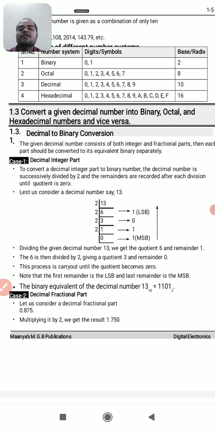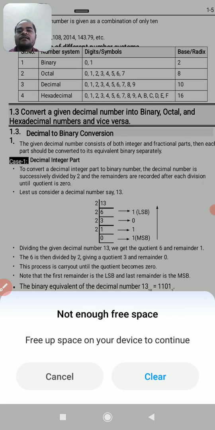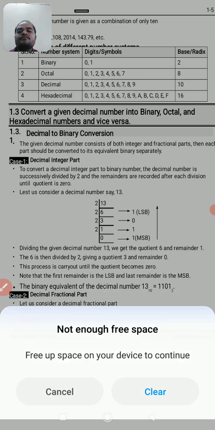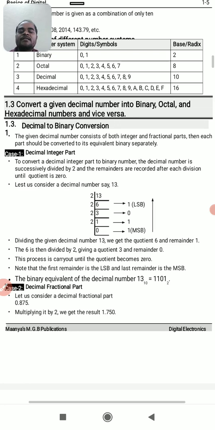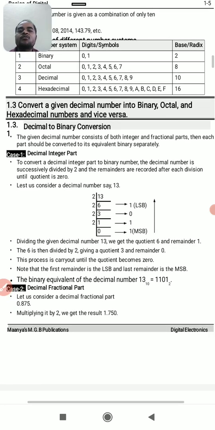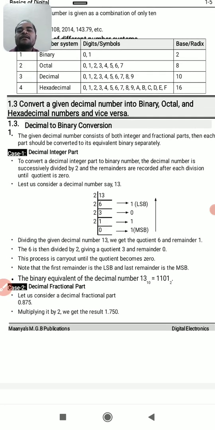So next, let us see how to convert one number system into another number system. For example, when we have to convert the decimal number system into the binary system, first, the given decimal number consists of both an integer part and a fractional part. There are two cases here when the decimal number is given: the integer part and the fractional part.